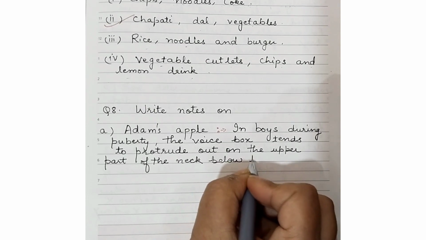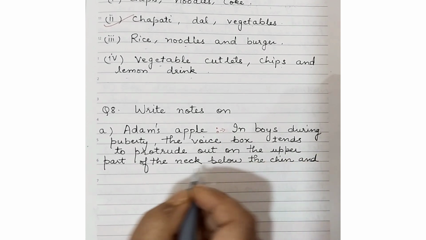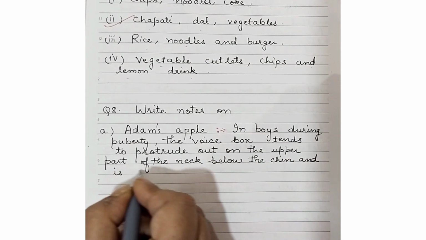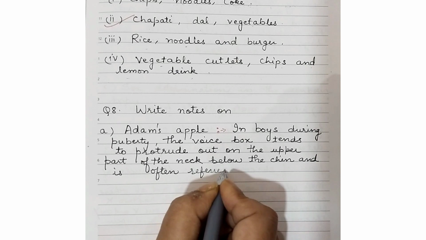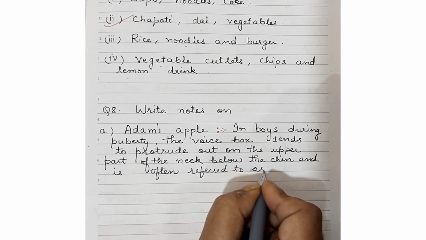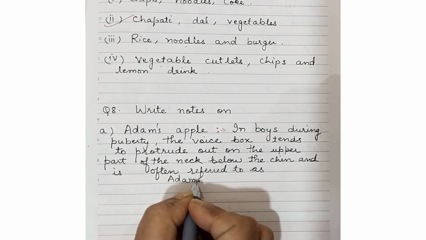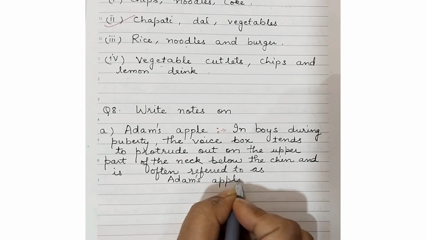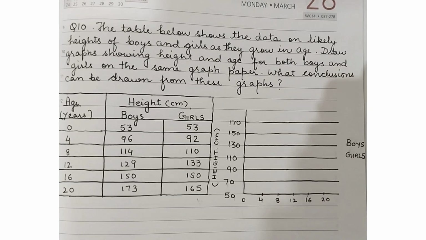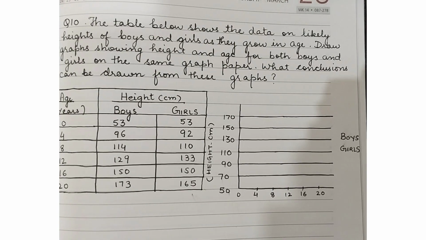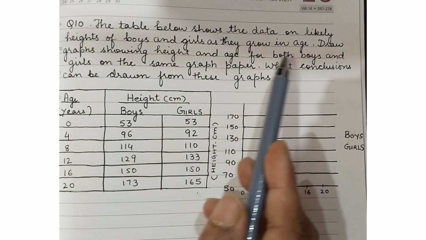The voice box tends to protrude out on the upper part of the neck below the chin and is often referred to as Adam's apple. You can observe this part in boys. Now, next, we'll do question number 10. Question number 8 and 9 you will do after this question.